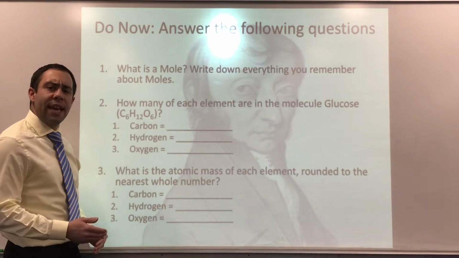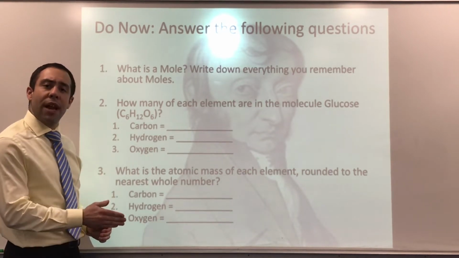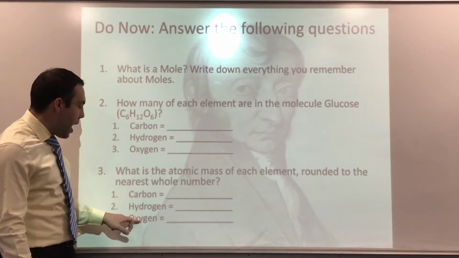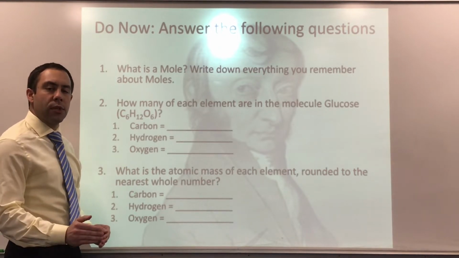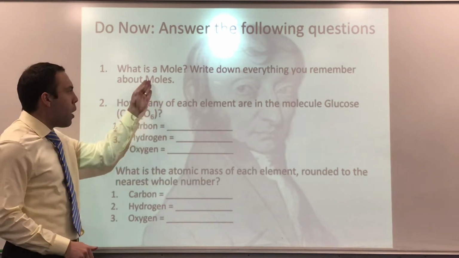So here you're going to take out your chemistry reference tables. You're going to open up to page 9, the periodic table of elements, and write down the masses of carbon, hydrogen, and oxygen rounded to the nearest whole number. No decimals. I'll pause here and I'll step away while you work on this.